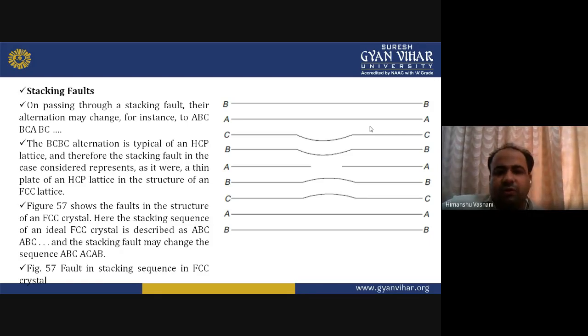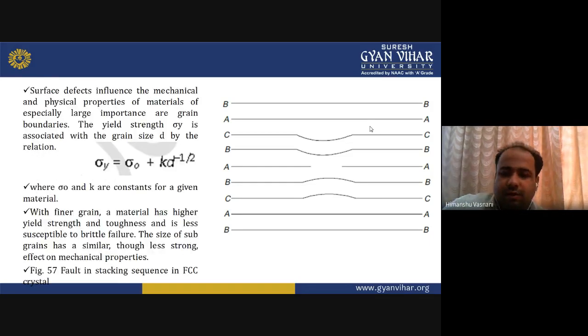So here also this figure shows the faults in the structure of an FCC lattice crystal. The stacking sequence of an ideal FCC crystal is described as ABC ABC, and the stacking fault may change the sequence to ABC AC AB. This is called a stacking fault because you study the crystal structure and then you find it out.